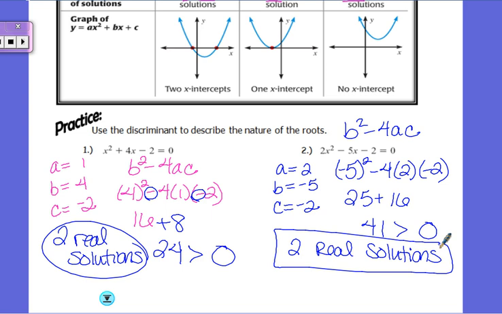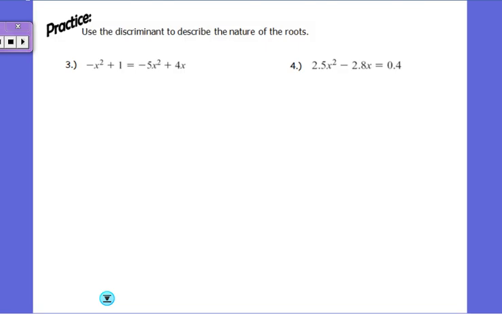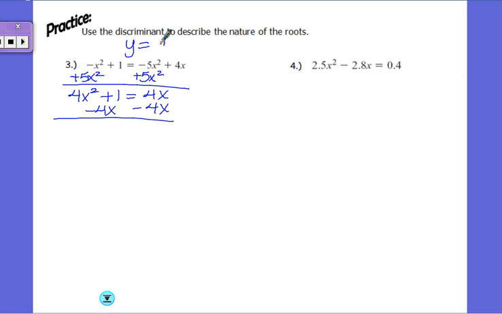Let's take a look at number 3. Is this in standard form? So we need to get it into standard form. So I'm going to go ahead and add 5x squared. So we have 4x squared plus 1 equals 4x. Subtract 4x. Remember, we want it in standard form, so make sure we're writing that minus 4x in between our 4x squared and 1. So 4x squared minus 4x plus 1 equals 0.